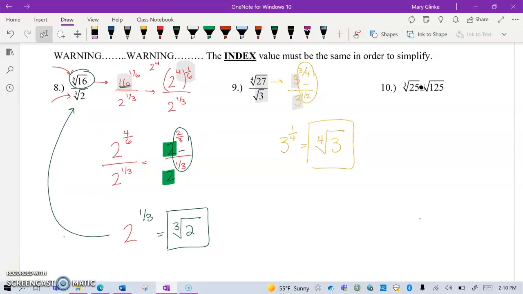So looking at number 10, likewise, we cannot multiply these because this is the cubed root, and then we have the square root. So we're going to have to change these into exponential form and also break them down. So I'm going to let you do that. Rewrite these in exponential form and write them as their prime factorization, and then come back in video 2 to see the answer.